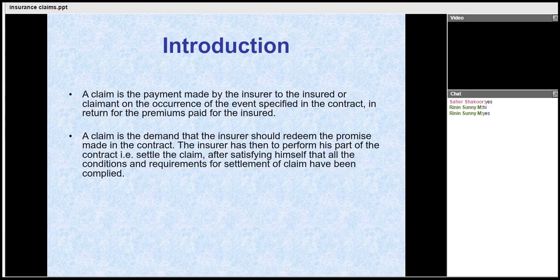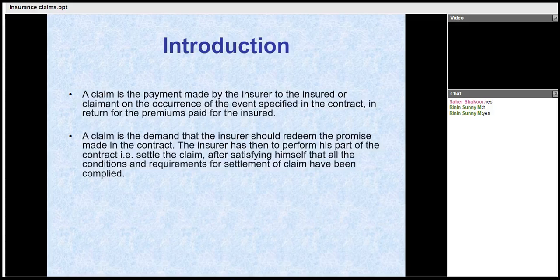A claim is the payment made by the insurer to the insured or claimant on the occurrence of the event specified in the contract. So we often go for a car insurance, right? And in that case, my car has met with an accident and it is insured. So I will claim the money from the company. If an accident occurs all of a sudden, then the company will pay me the money mentioned in the contract signed, so that I can get it mended, right?